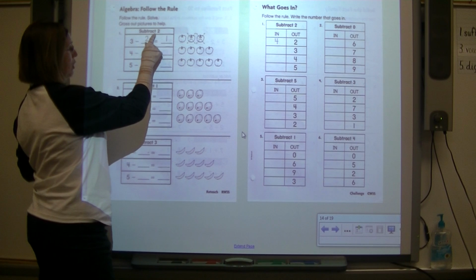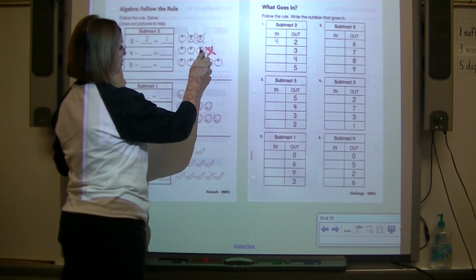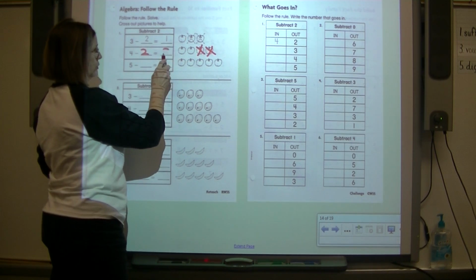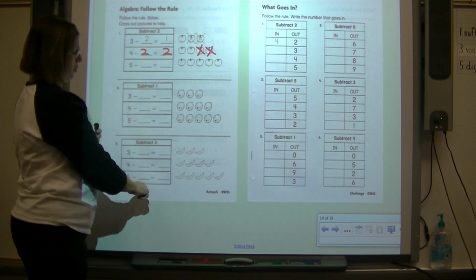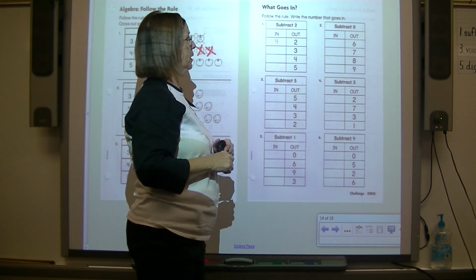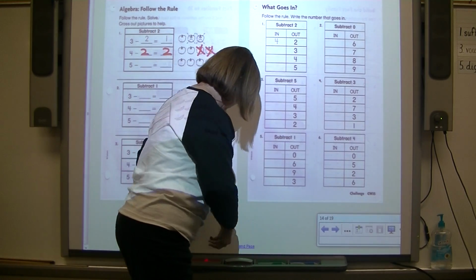4 subtract 2. So we're going to mark out 2. We're taking away 2. How many are left? 2. All right, you're going to do that for all the rest of these. Now look over here. This is going to be a piece of cake because we practiced how to do this already.